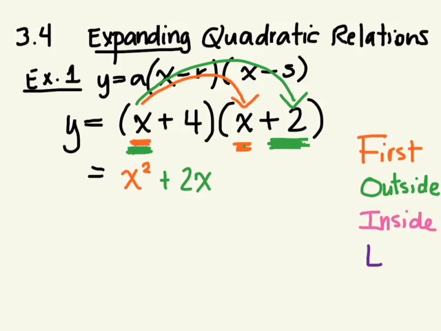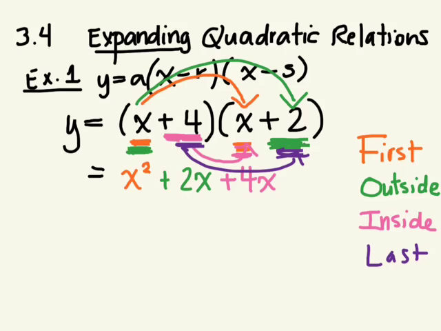Now we're going to multiply the inside terms. This is on the inside and this is on the inside. So we're taking the second term, multiplying it by x. So what's 4 times x? Positive 4x. And then the last terms, we're distributing the next term, multiplying it by the last term. Positive 4 times positive 2, positive 8.